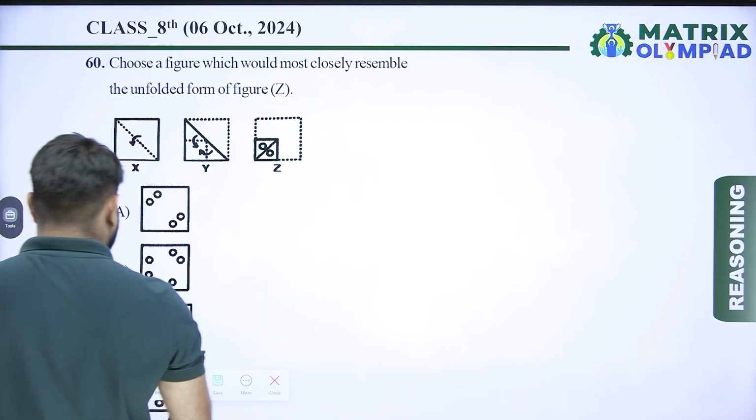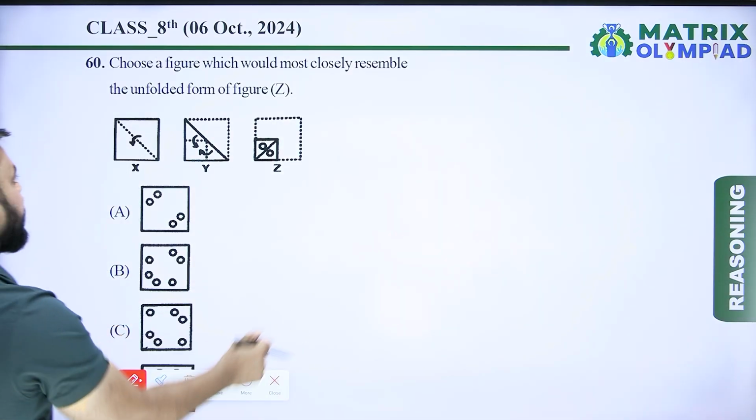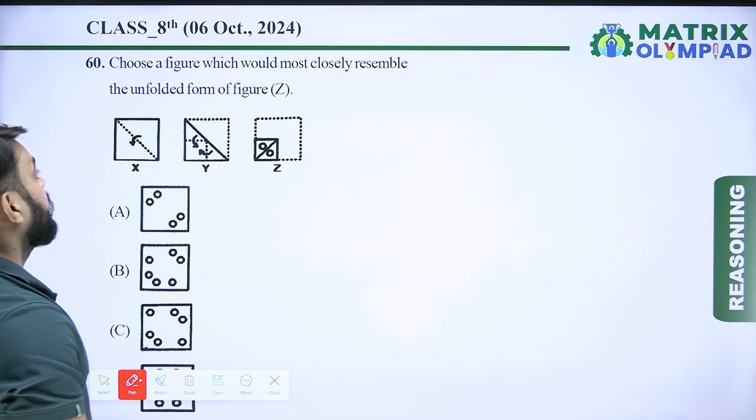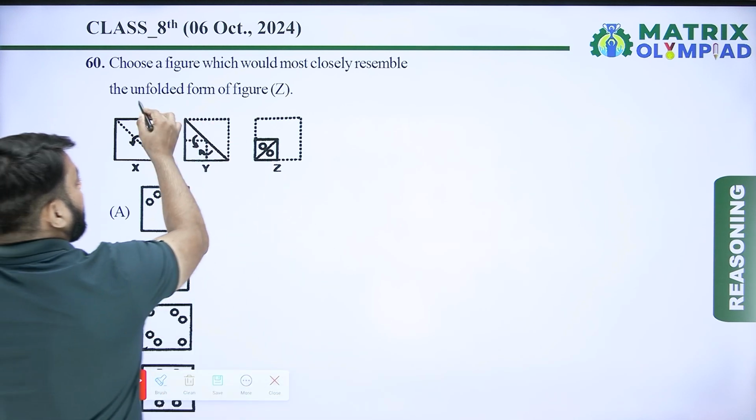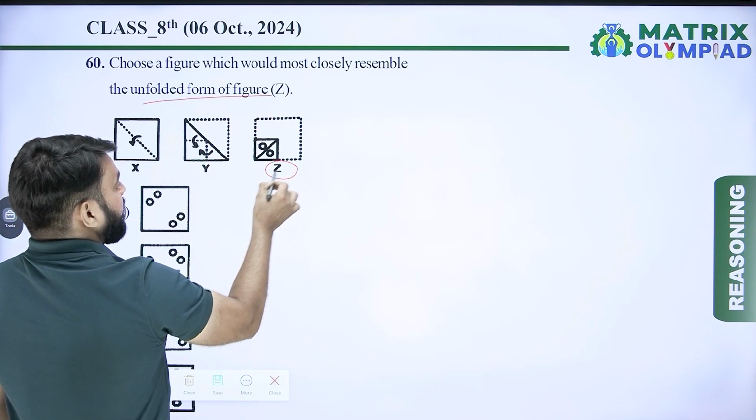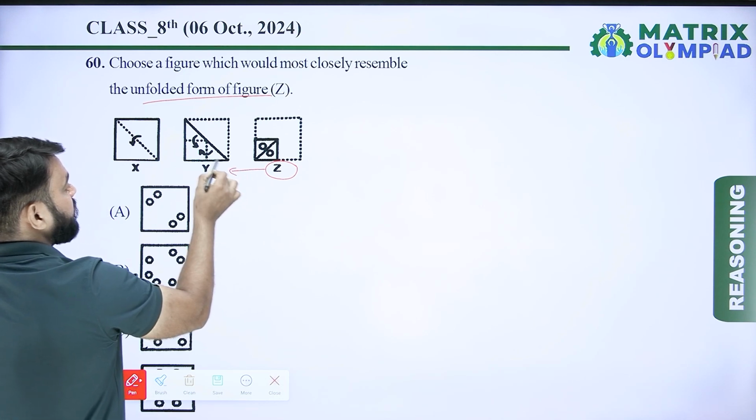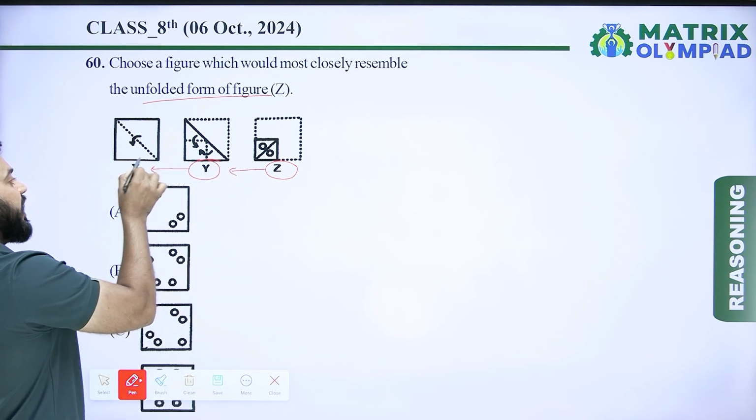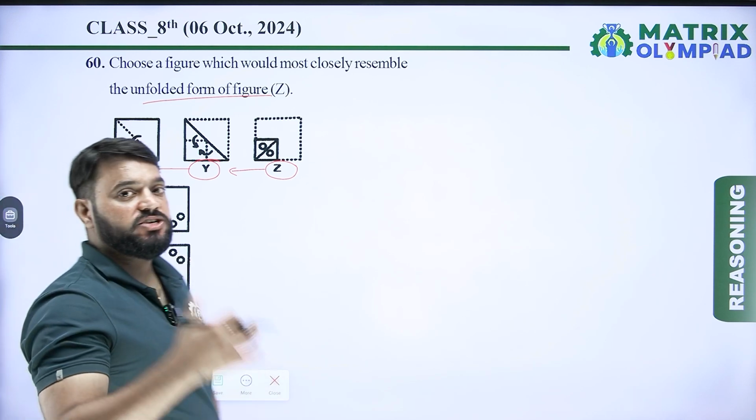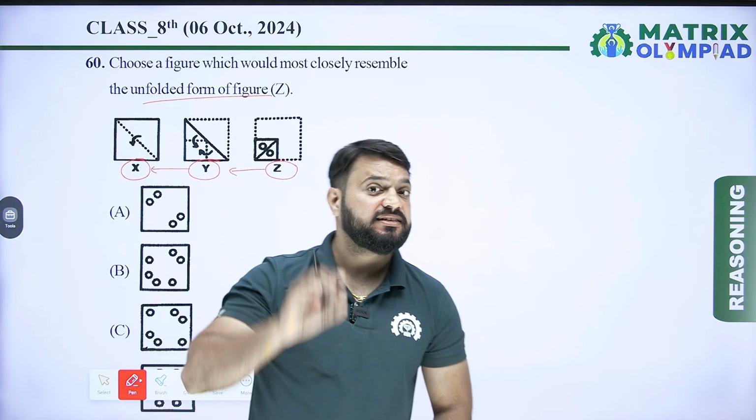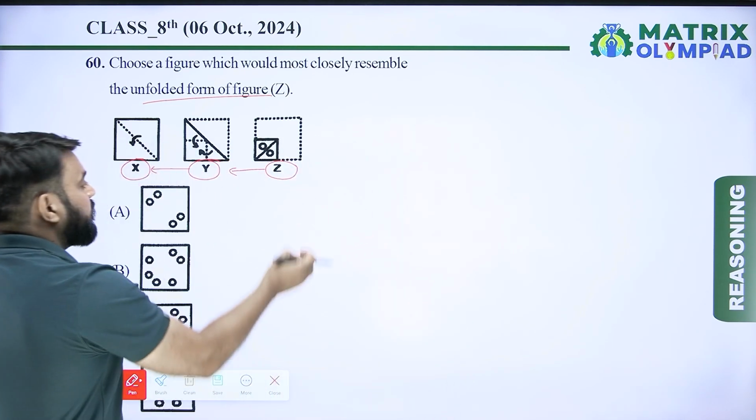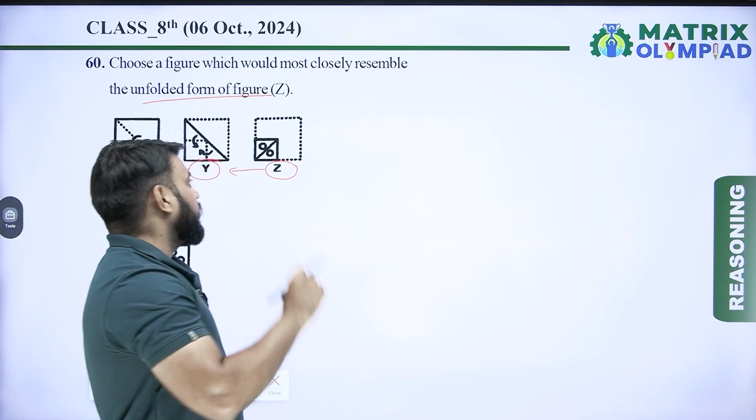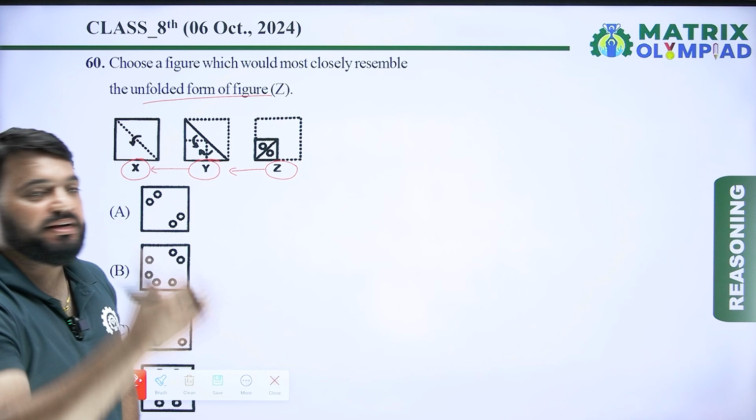So now the next question is question number 60. Choose the figure which most closely resembles the unfolded form of figure Z. First unfold the figure Z, then we get Y. Now unfold Y, then we get X, and find the image of X because X represents the unfolded paper. So unfold the paper in the same sequence as it was folded and find the mirror image in each case.